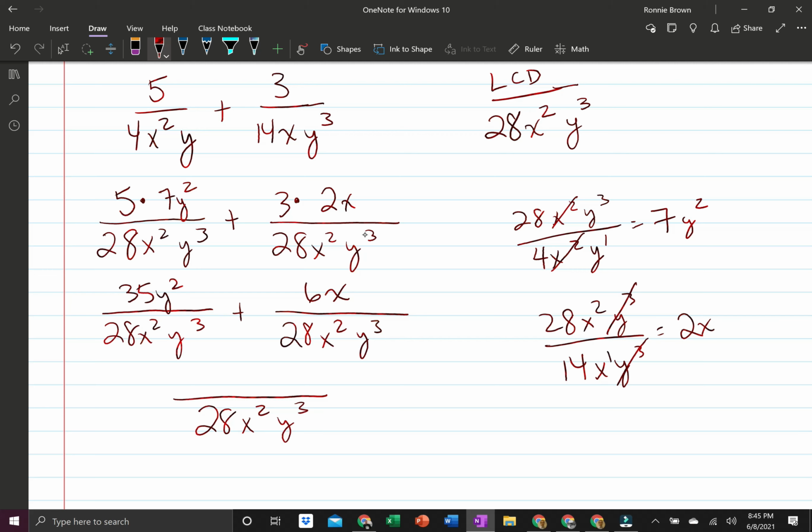And now we're just going to add the two numerators. Well, we have 35y to the second plus 6x, and I look at them, they're not like terms, so there's nothing else I can do, and that is our solution.